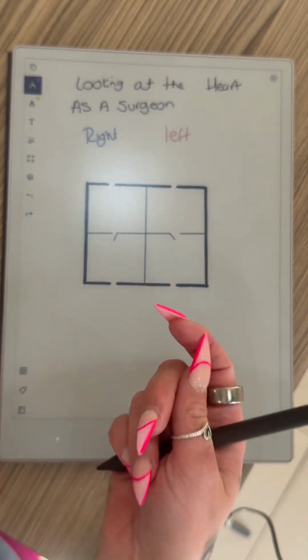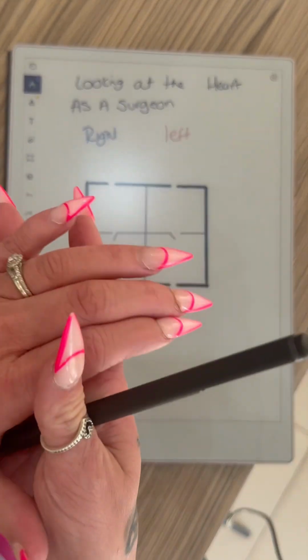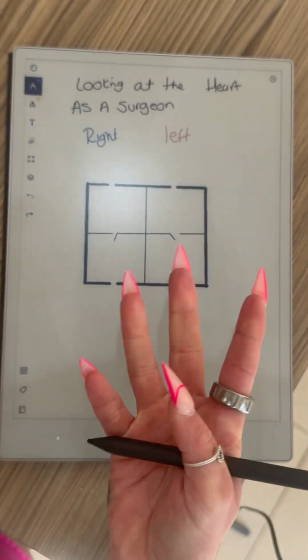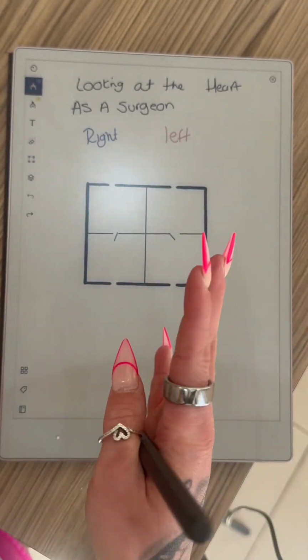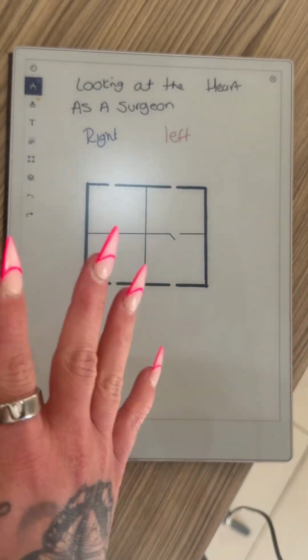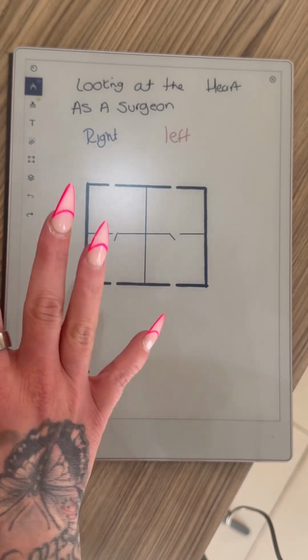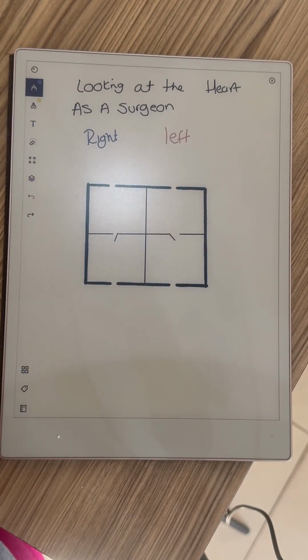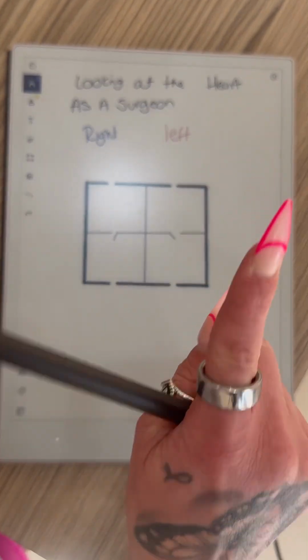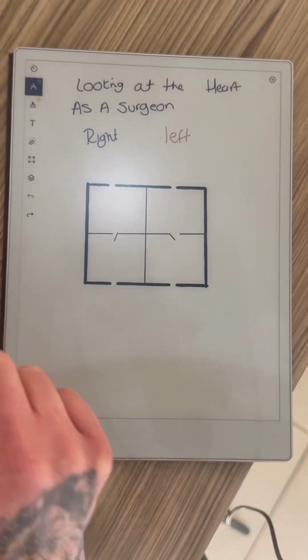So I want to make it as easy as possible, because when we see the heart in our textbooks, you can see it's all together and it can be really, really difficult to understand. So here is how I'm going to make it as basic and as easy as possible for you to know exactly what the heart structure is, ready for your exams, okay? So just remember, right and left, you're looking at it as if you are the surgeon.